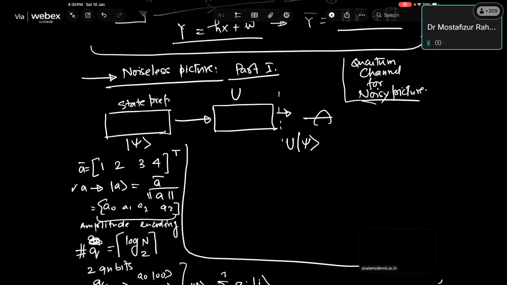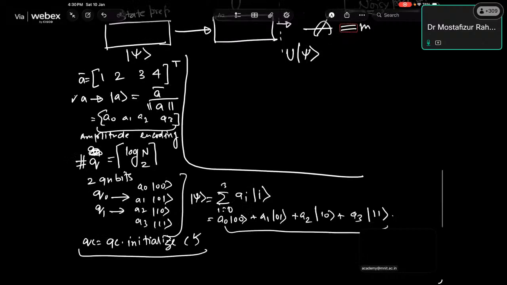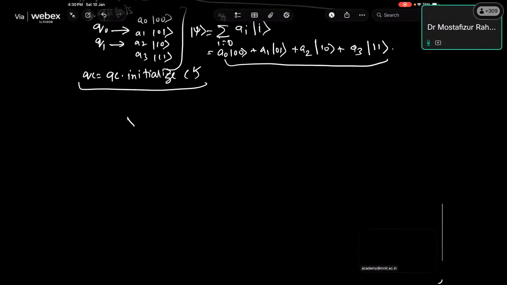And then we are doing the measurement part, right? We are getting a classical value. So in a basic engineering system, what we do, we have an input X, we have a system A, and we have an output Y, right?